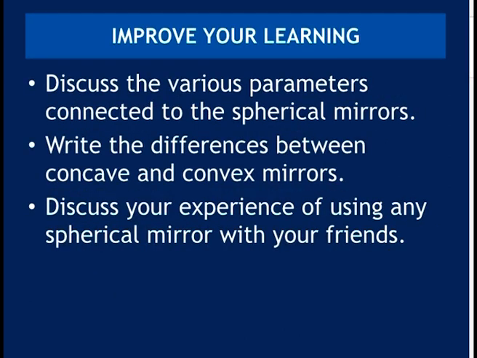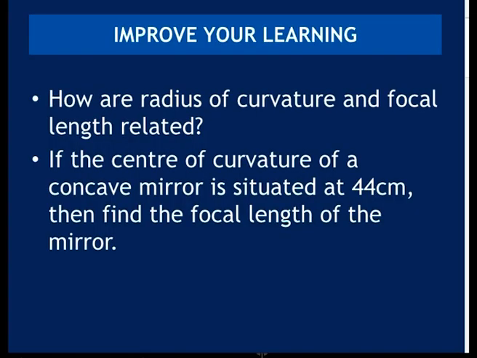These are some questions to improve your learning. Children, please make a note of these questions. Discuss the various parameters connected to the spherical mirrors. Write the differences between concave and convex mirrors. Discuss your experience of using any spherical mirrors with your friends. How are radius of curvature and focal length related? And a small numerical problem. If the center of curvature of a concave mirror is situated at 44 centimeters, then find the focal length of the mirror. It is a very simple problem, children. You can use the formula f is equal to r by 2.